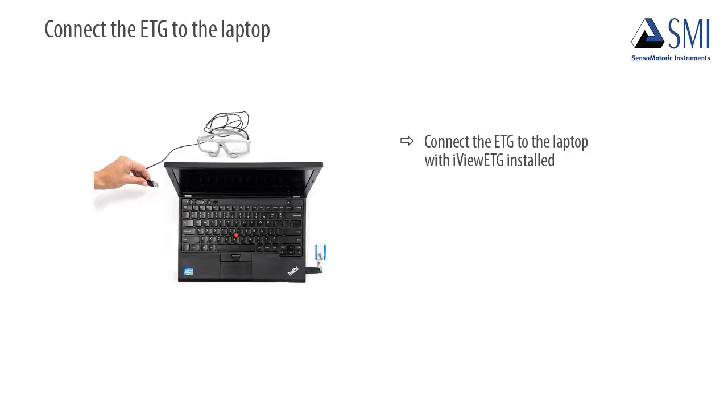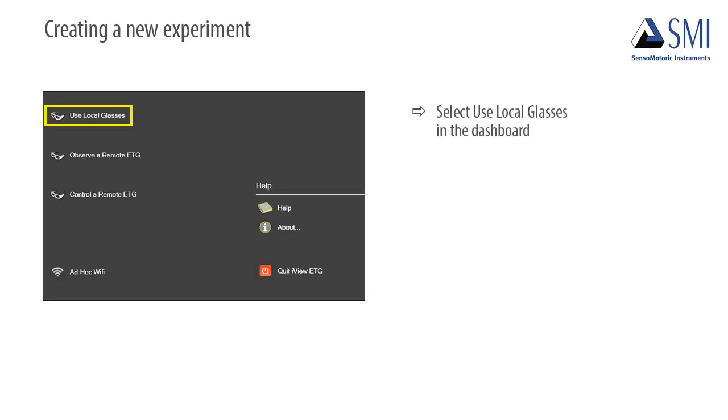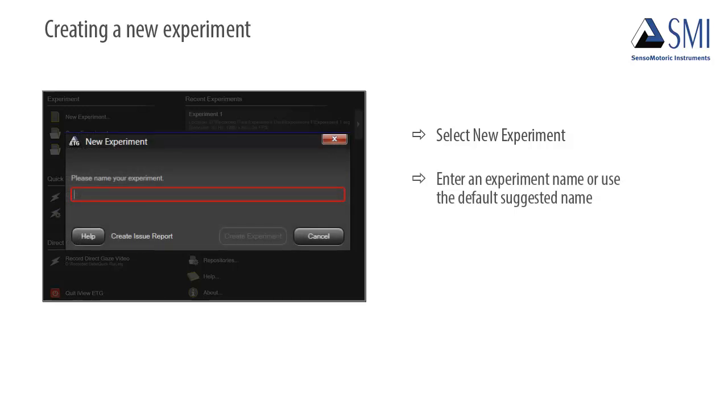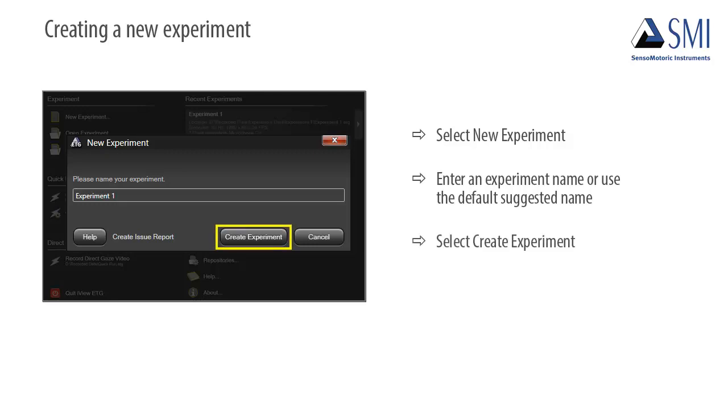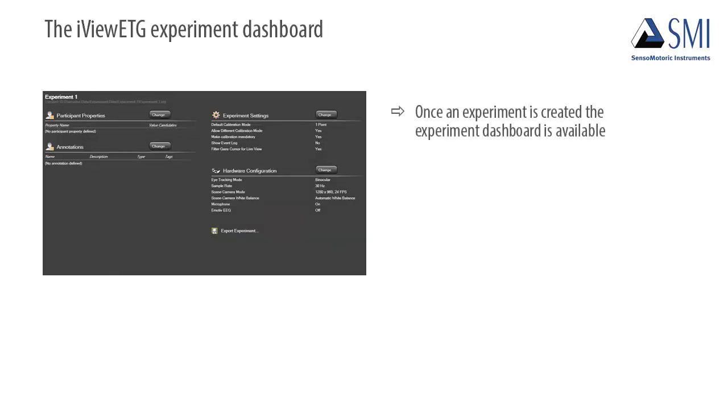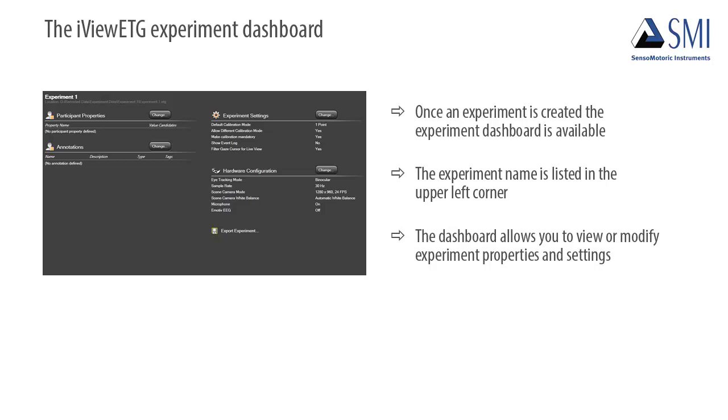First, connect the ETG to a laptop with iView ETG installed and opened. Select the Use Local Glasses option in the dashboard. Select New Experiment. Then enter an experiment name or use the default name assigned by iView ETG. Then select Create Experiment. Once an experiment has been created, the experiment dashboard will appear, showing the experiment name in the upper left corner. Use the dashboard to view and modify experiment properties and settings.